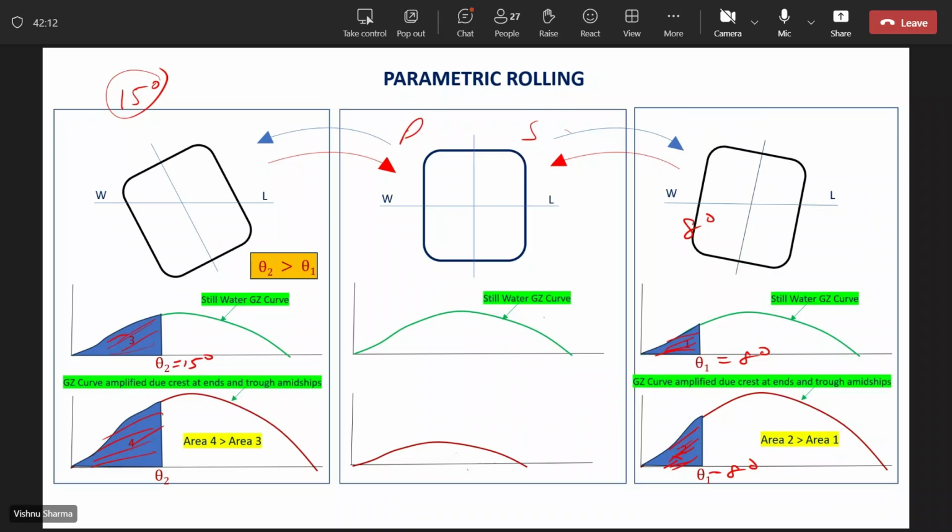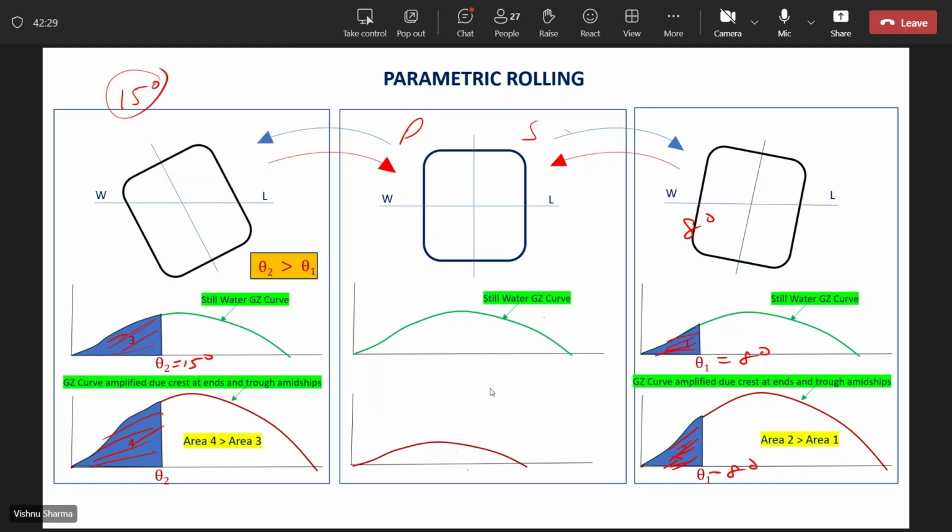Does it make sense, guys? Parametric rolling now? Yes, sir. See, you will not be doing all this in the paper, but once you are convinced what it is, once from within you feel that you know what parametric rolling is, then you'll be able to answer the question.